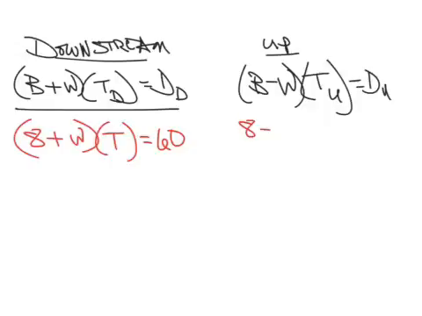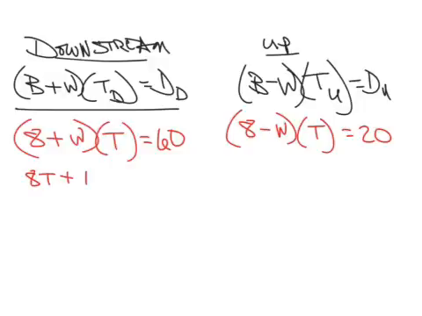Upstream was the speed of the boat minus the speed of the water times our time, and that equals 20 because we could only go 20 miles upstream. Alright, so let's go ahead and distribute: 8t plus tw equals 60, and do the same over here: 8t minus tw equals 20. Okay, so there's our two equations there.